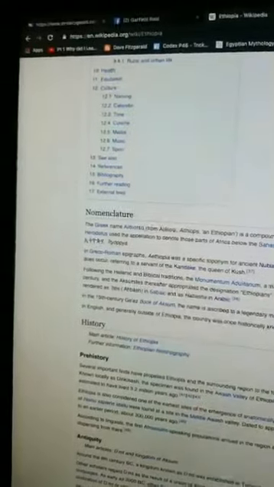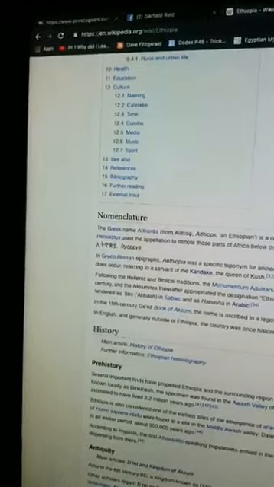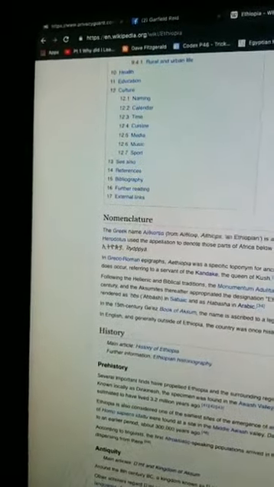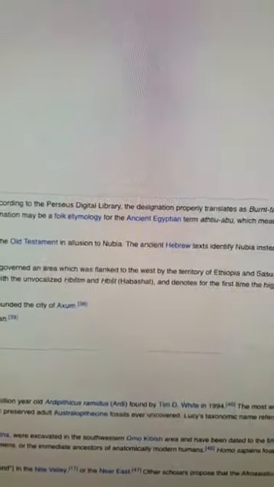And by the way, if you don't trust it, right here, look at it: Axum and Nubia, Warfare, Commerce, and Political Fictions in Ancient Northeast Africa. It's a book from 2013. At least as early as 850 BC, the name Ethiopia also occurs in many translations of the Old Testament, in allusion, keyword, in allusion to Nubia. The ancient Hebrew texts identify Nubia instead as Cush. So when you learn to read Hebrew, you're not going to see Ethiopia, you're going to see Kush.